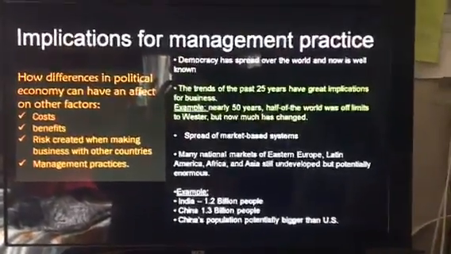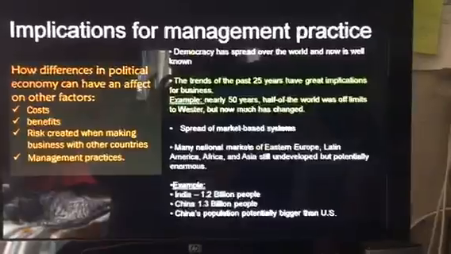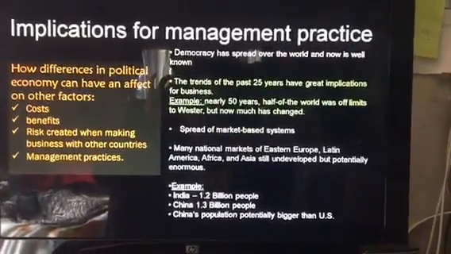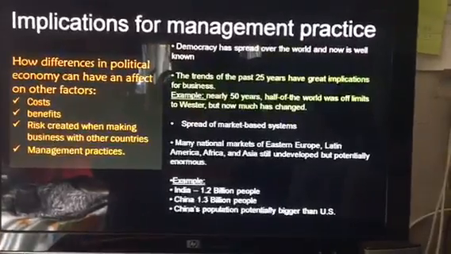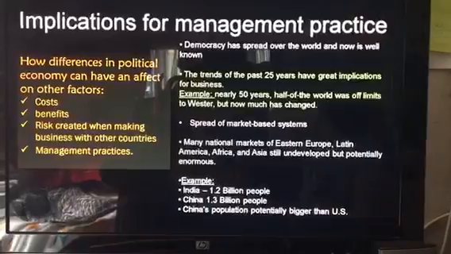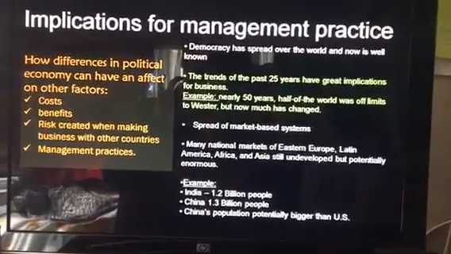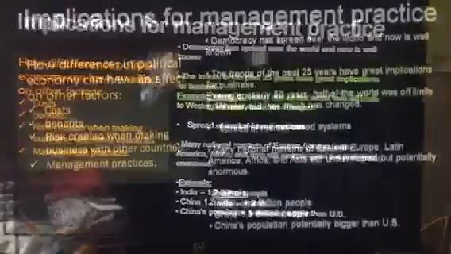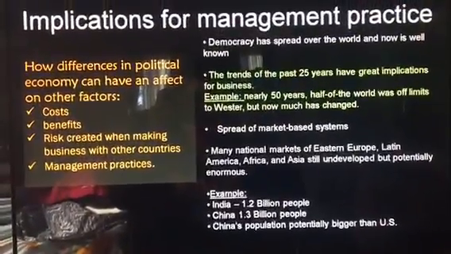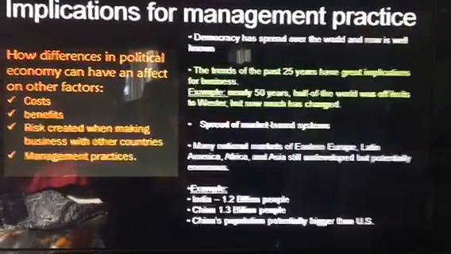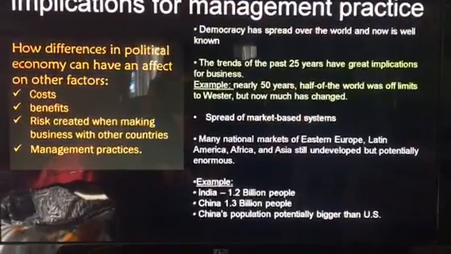Now we move to implications for management practice. These are basically the positives and the negatives that can happen with this. So for this, we see that there has been an increase in the working class and new technology is being introduced. As we said, there's a spread in market-based systems. We also see the market size, the purchasing power of its consumers, and their likely future wealth.